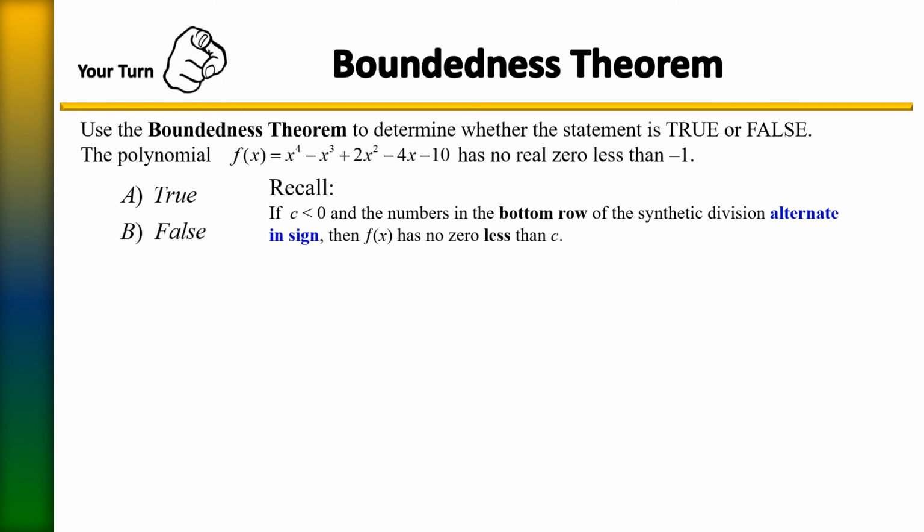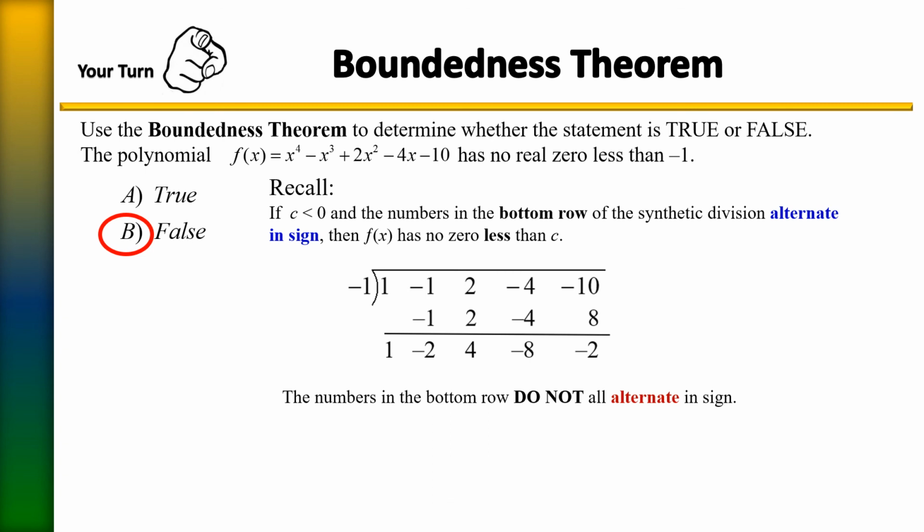Okay, so what you should have noticed in your synthetic division is that the signs did not alternate in the bottom row. You had a positive, negative, positive, negative. You were almost there, but then that last one changed the pattern, and the last two were the same. They did not alternate. So therefore, that is a false statement that it has no real zero less than -1.